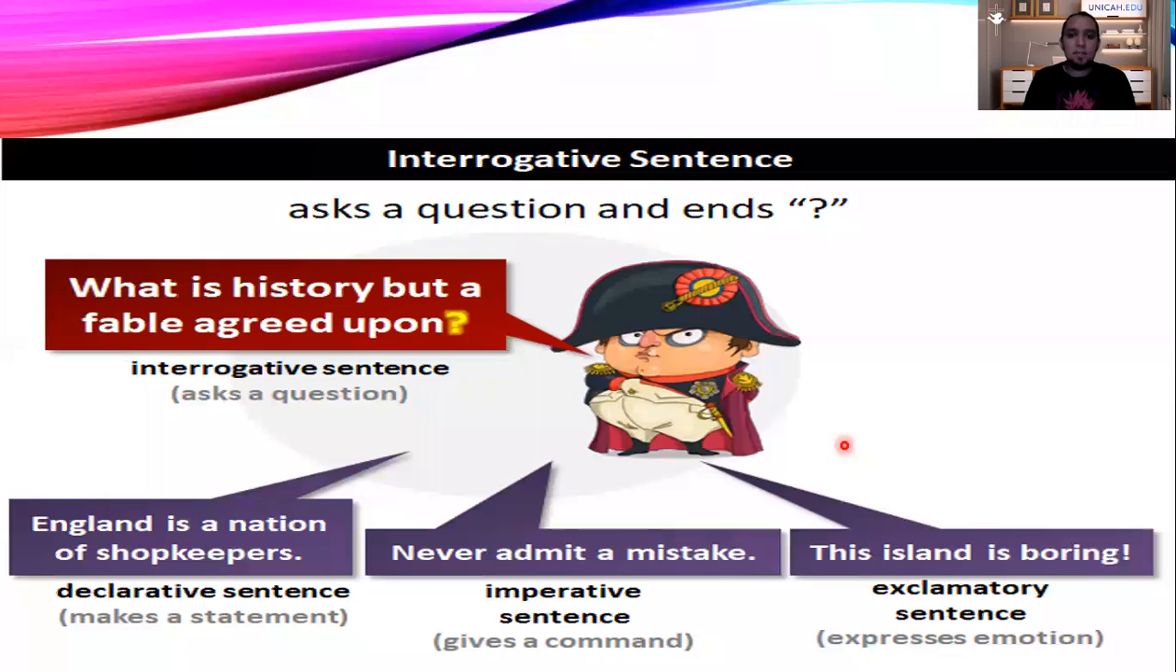And here we have a very famous character of history that you know. And he's asking a question. And he says, what is history but a fable agreed upon? And once again, in yellow, we have the end mark. And the end mark is a question mark, obviously for interrogative sentences. And here we have more examples of declarative, imperative, and exclamatory sentences that you can read on your own.